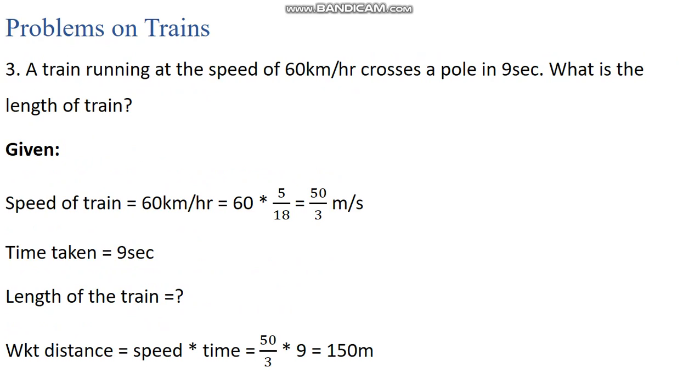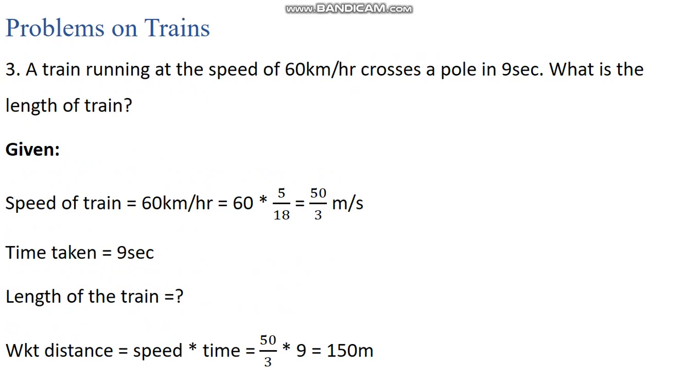Problem number 3. A train running at the speed of 60 kilometers per hour crosses a pole in 9 seconds. What is the length of the train? The speed of the train is 60 kilometers per hour, but the time is in seconds. We need to convert that speed into meters per second first. Therefore, 60 into 5 by 18 is equal to 50 by 3 meters per second.